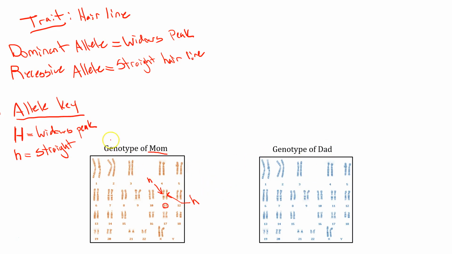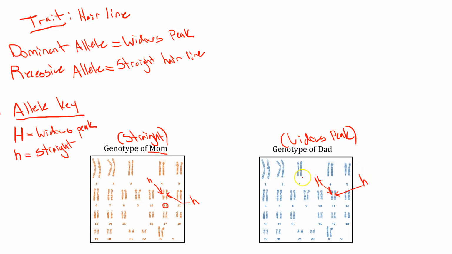And then let's say, so mom has got a straight hairline. Then let's say dad has a nice widow's peak. And let's say that dad is heterozygous. Well, if dad is heterozygous, that means that one of the chromosomes he inherited from his parents bears the dominant allele, and another one of the chromosomes that he inherited from his other parent is going to have the recessive allele.